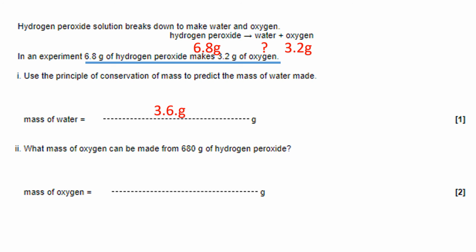Okay, so the next question then, what is the mass of oxygen that can be made from 680 grams of hydrogen peroxide? Now, on the surface of this is a bit of a weird question. Where's this come from? Well, it's recognising that here, that is 100 times bigger than 6.8 grams. Well, if that's 100 times bigger, it would make sense that that's also 100 times bigger. And so the mass of oxygen you would get is 320 grams. Sneaky, eh?